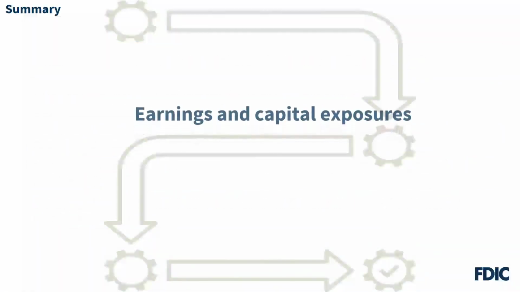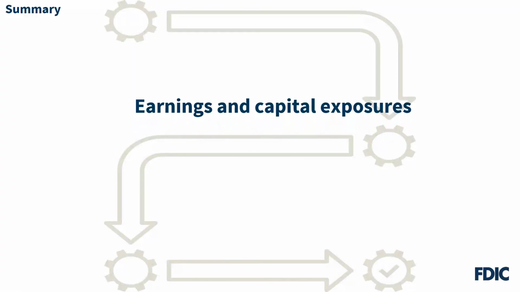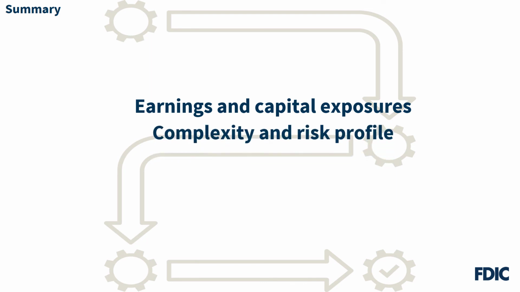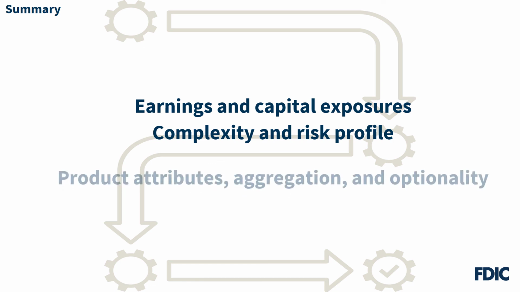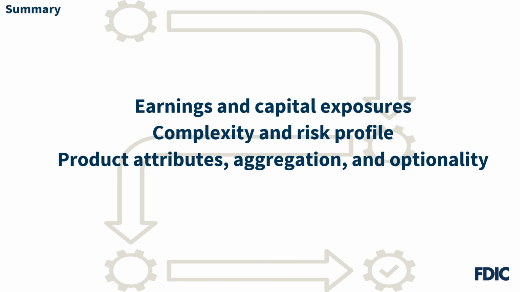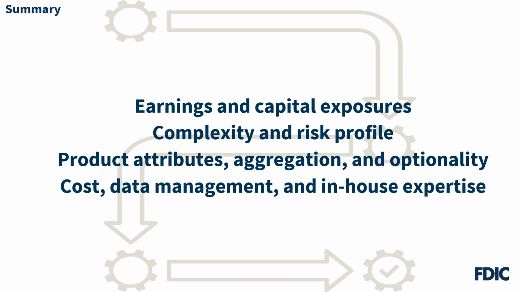An effective interest rate risk measurement system captures all material on and off balance sheet positions and measures the bank's short and long-term exposure to earnings and capital. The model selection process considers each bank's complexity in conjunction with its risk profile. The measurement systems generally incorporate product attributes, provide for appropriate aggregation, and capture the optionality embedded within the on and off balance sheet exposures. In addition, cost, data management requirements, and the level of in-house expertise necessary to ensure the successful implementation of the model is typically considered.